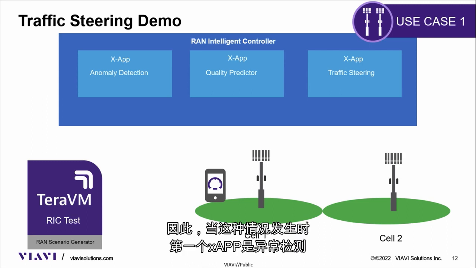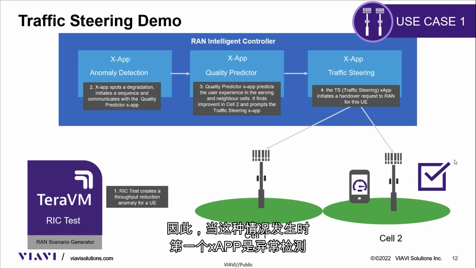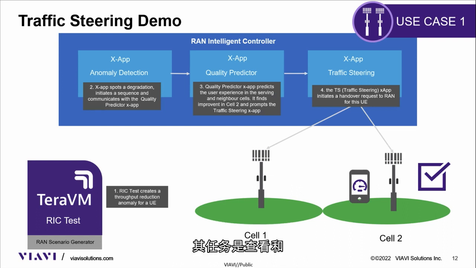So when that happens, the first xApp, which is the anomaly detection, has the task of looking and monitoring the KPIs basically of each UE. And based on historical data, it looks to capture when an anomaly or degradation occurs. That's all it does. So once it confirms that there's an anomaly or a degradation to the UE, it passes a message on to the next xApp, which is Quality Predictor, to perform the next task.